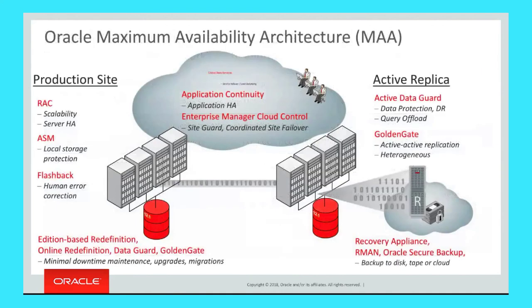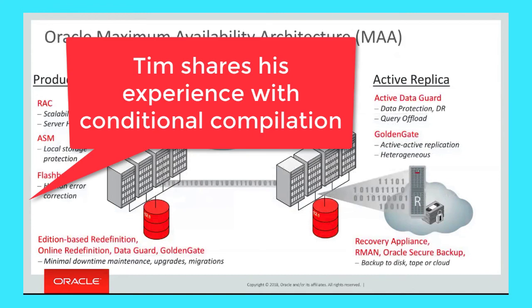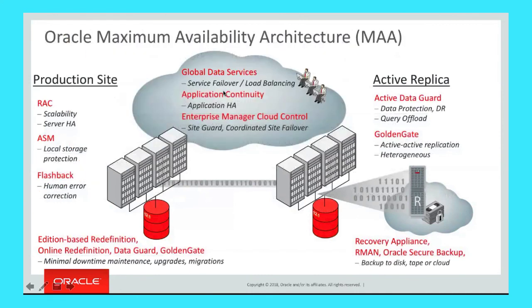GDS is a key component of the Maximum Availability Architecture. There are other components such as RAC, ASM, Application Continuity, Enterprise Manager Cloud Control, GoldenGate, Data Guard, Recovery Appliance, you name it, right? Starting from 12.1, GDS is a key component there. So when you're making your application highly available and high performant, we recommend you try using Global Data Services so that you have the best performance and best availability for your applications.